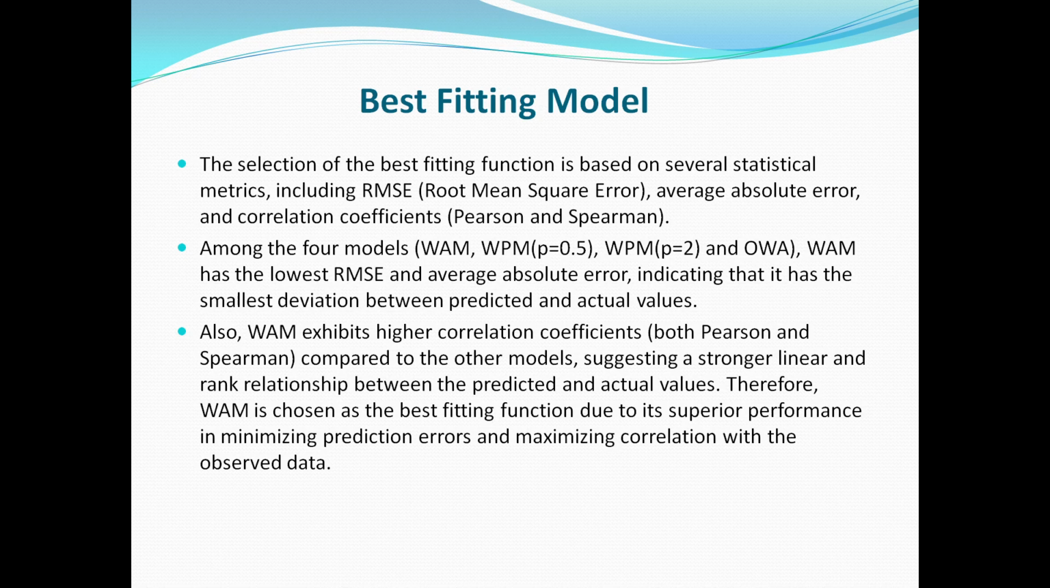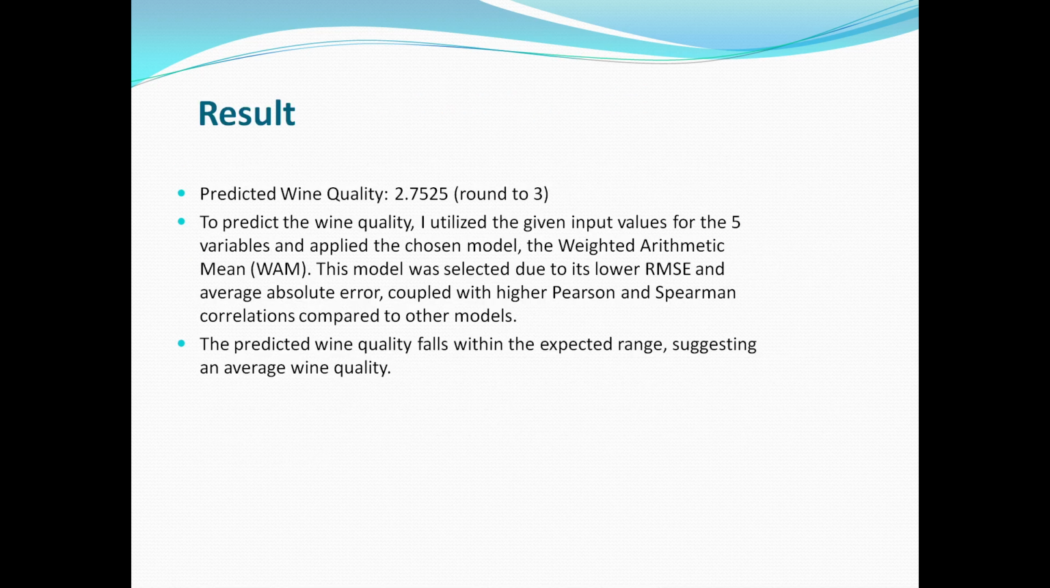Coming to the best fitting model, I have chosen weighted arithmetic mean as my best fitting model due to its lowest RMSE and average absolute error, indicating that it has a small deviation between the predicted and actual values. Also, it exhibits the highest correlation coefficients compared to the other models. Coming to the result, when I applied the 5 input values, I got the predicted wine quality as 2.7525, which can be rounded off to 3. And this predicted wine quality falls within the expected range, suggesting an average wine quality.